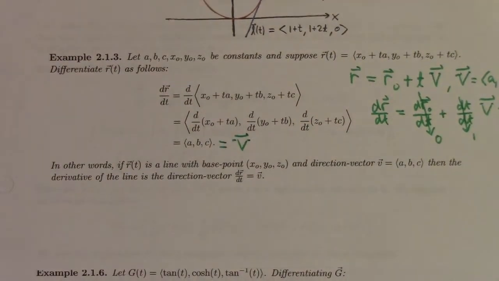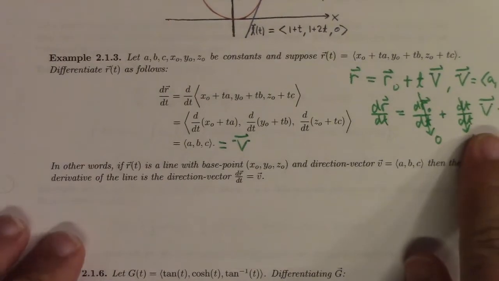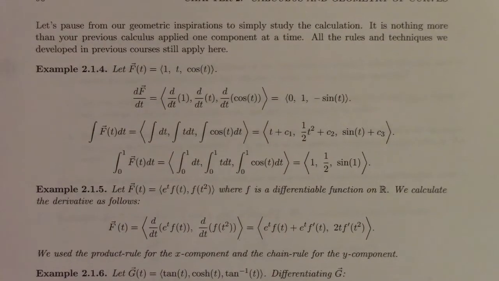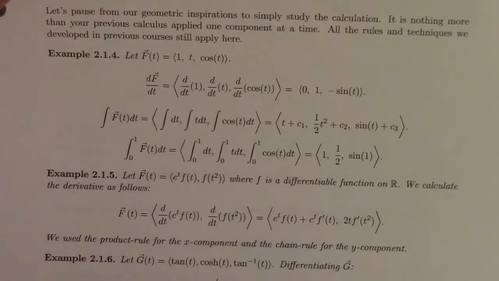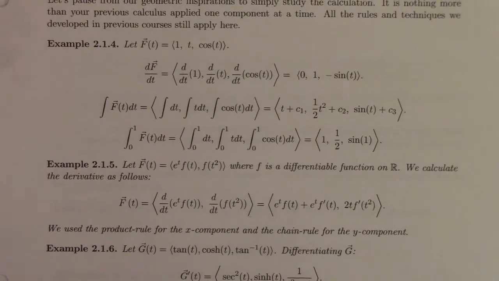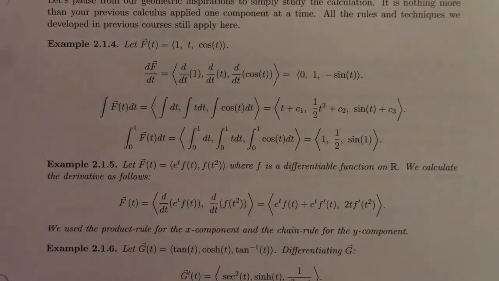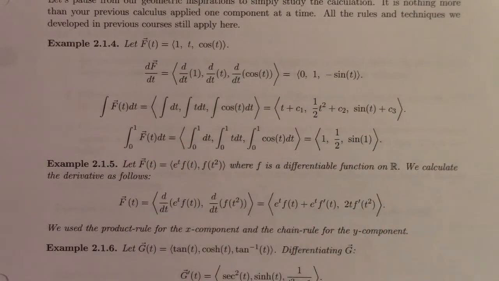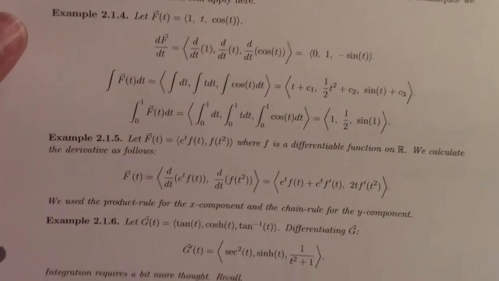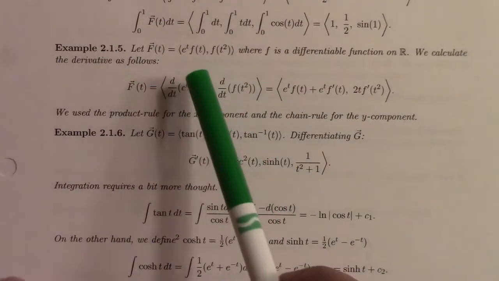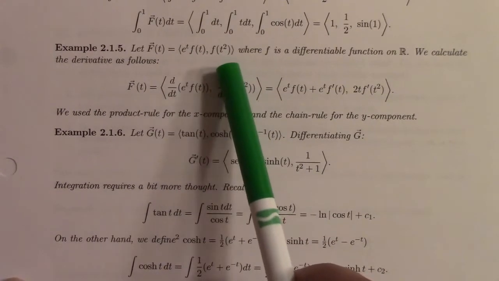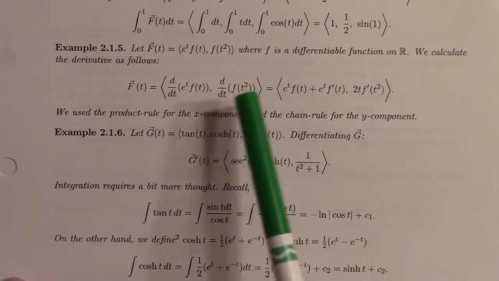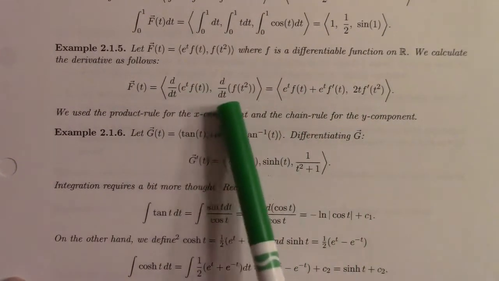Okay, so sometimes it's helpful to be able to think of calculus at the level of vectors rather than components. That's why I say that. Here's another example. I am differentiating 1, t, cosine t, and then integrating it from 0 to 1. The next example, I have e to the t times an unknown function of time, and here's an unknown function of time evaluated at t squared. And so here we see the chain rule in action and the product rule.